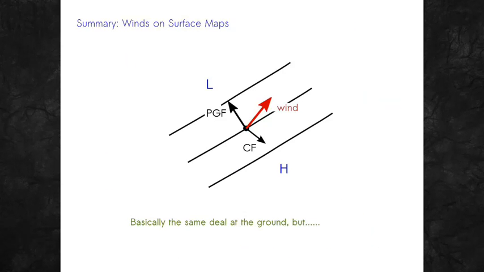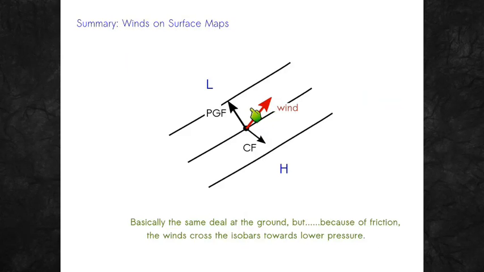Okay, so now let's go back down to the ground. And when we get to the ground, it's basically the same deal, except at the ground we have to worry about friction. Because we have friction, the winds aren't directly along the contours typically. They tend to cross the contours a bit towards lower pressure.